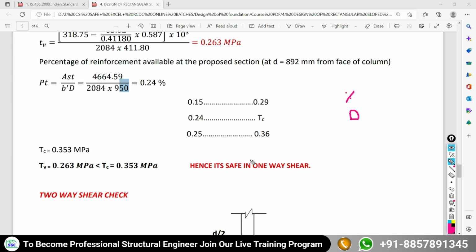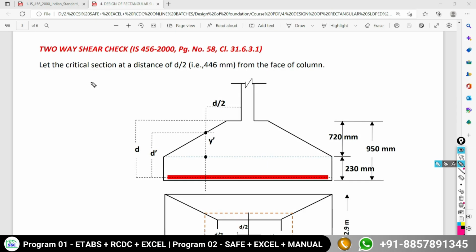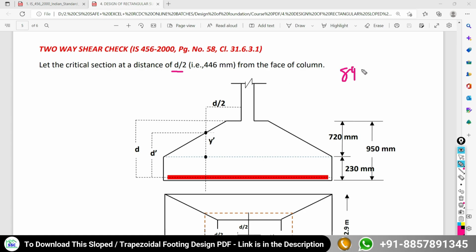Now we can proceed to perform the two-way shear check. After satisfying the one-way shear check, we are going to do the check for two-way shear, and we are going to refer to IS 456-2000, page number 58, clause number 31.6.3.1. So let's consider the critical section at a distance of d by 2 from the face of your column, and as we know, our effective depth is 892 mm.